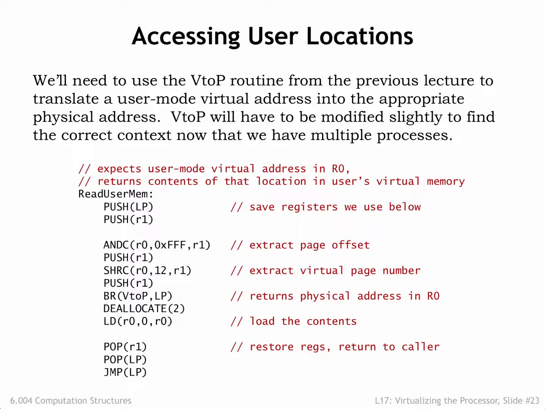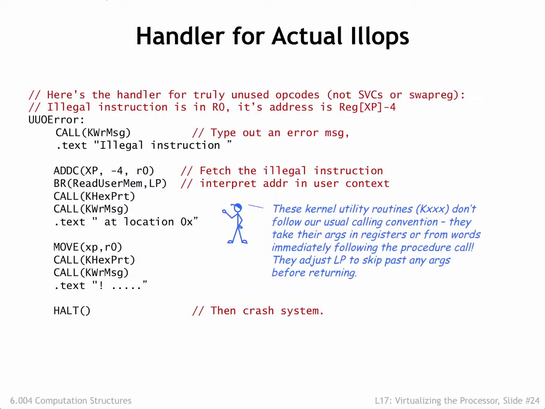We'll build on the MMU V2P procedure described in the previous lecture. This procedure expects as its arguments the virtual page number and offset fields of the virtual address. So, following our convention for passing arguments to C procedures, these are pushed onto the stack in reverse order. The corresponding physical address is returned in R0. We can then use the calculated physical address to read the desired location from physical memory. Okay, back to dealing with illegal opcodes.